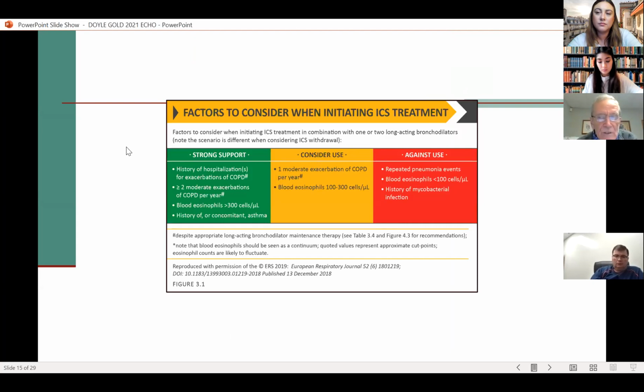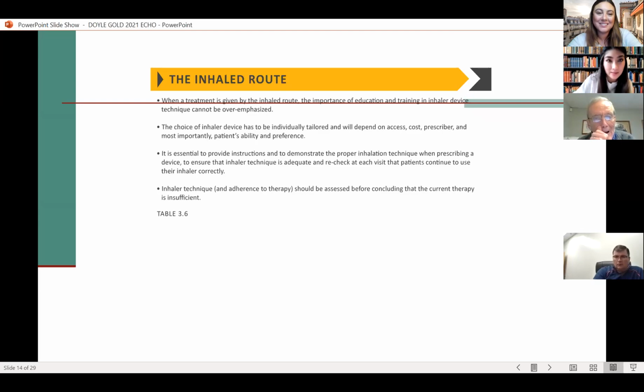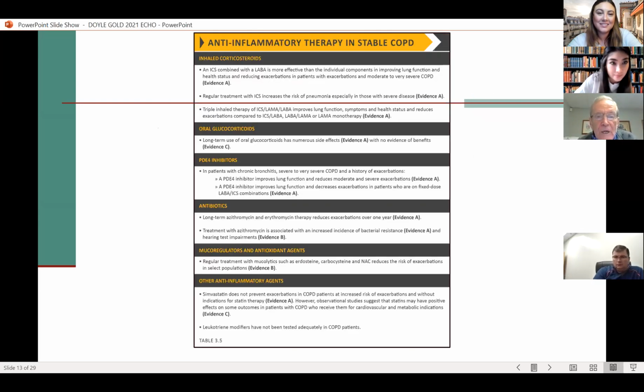Would you go back to the previous slide, please? One back. Keep going back. There you go. So think of this as a summary slide primarily for choosing and using inhaled corticosteroids. Next slide.